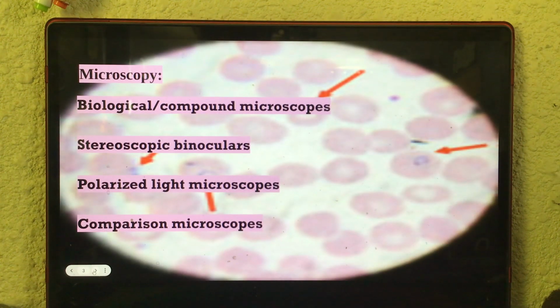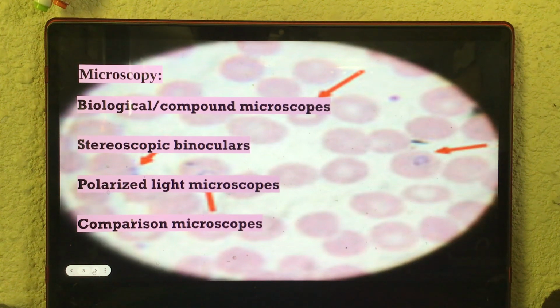One of the ways trace evidence is examined is through a technique called microscopy. Biological microscopes, stereoscopic binoculars, polarized light microscopes, and comparison microscopes are some of the devices used to analyze different types of trace evidence. Biological samples most often are analyzed through a biological microscope or stereoscopic binoculars.